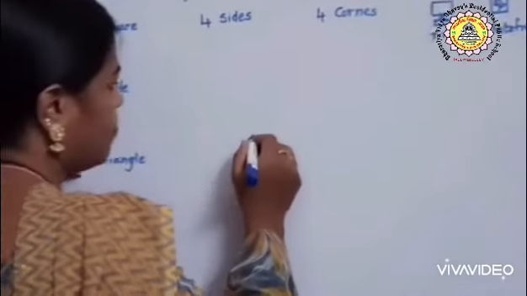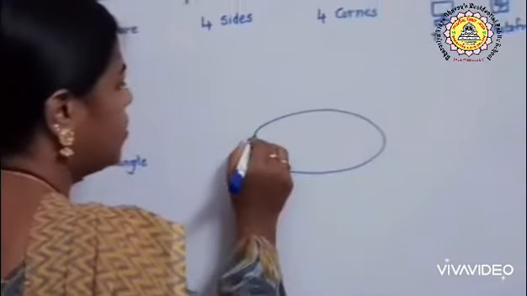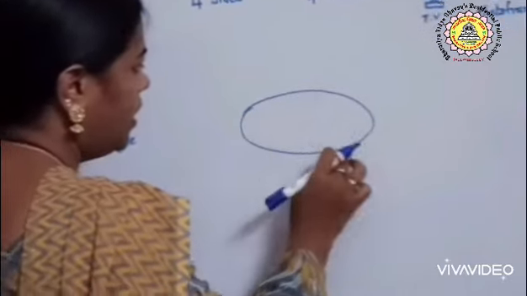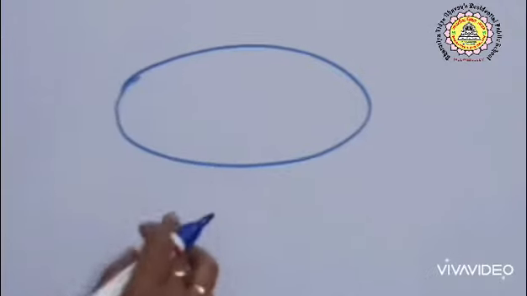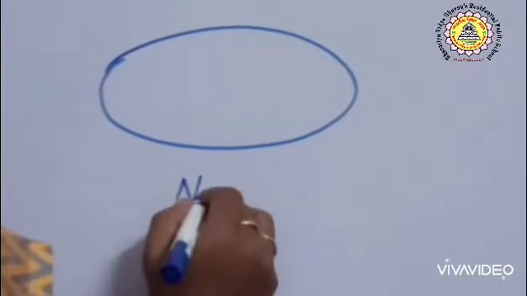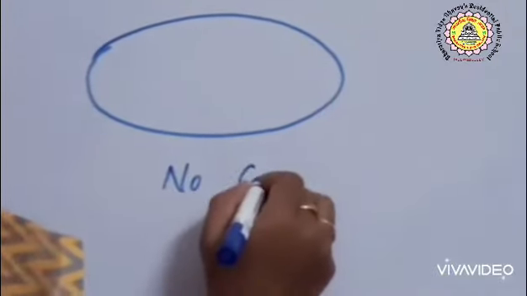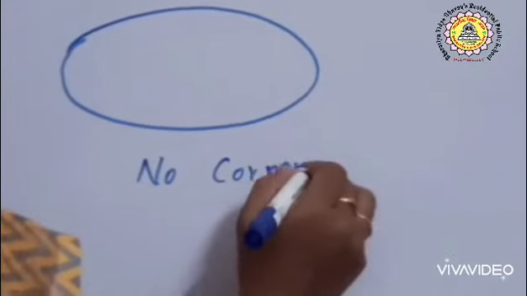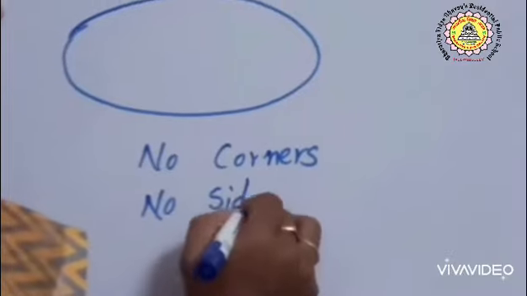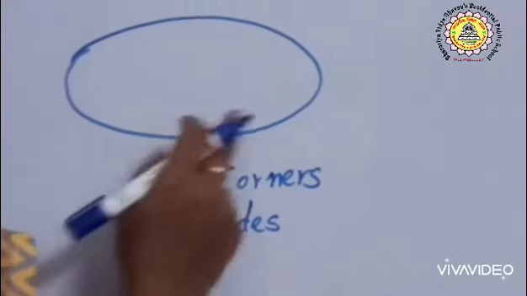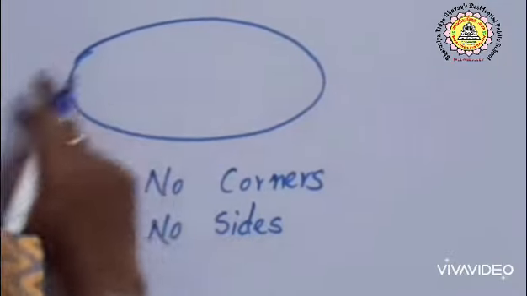Oval shape. Oval shape is also made up of a curved line. It is also a closed curved line. It is also not having any corners. No corners. No sides. It completely looks like an egg shape.